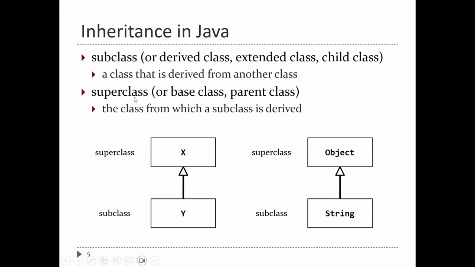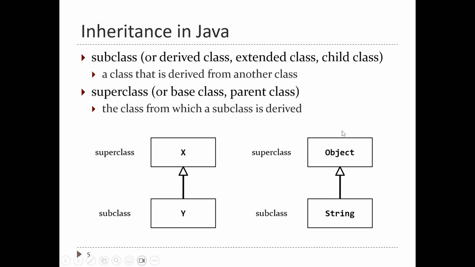Now the superclass is the class from which a class is derived. So X is the superclass of Y. It's important that you get the arrow going in the right direction. It points from the subclass to the superclass. Instead of superclass, you might see base class or parent class. They all mean the same thing. They're all synonyms for the same thing.